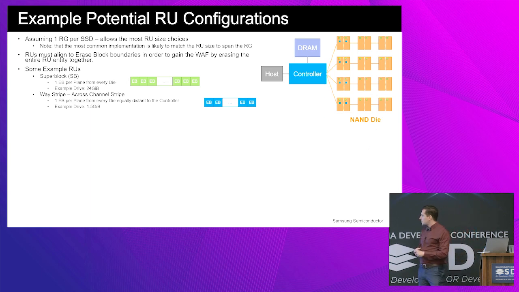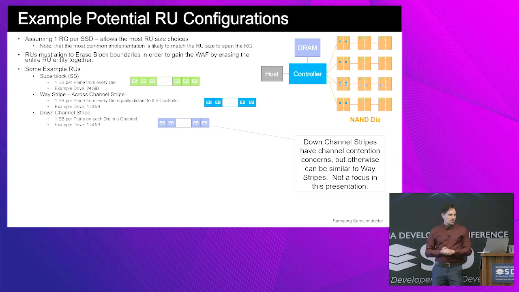There are other options. For example, here what I'm calling a way stripe. It is across one NAND die across every channel. We could take this way stripe, and so one erase block from every plane, from every die that is equally distanced from the controller. This is the first die that I have diagrammed here, but you would similarly have 3 more in the image if you were to continue with another RU size. So this cuts down the size. We're now down to 1.5 gigabytes.